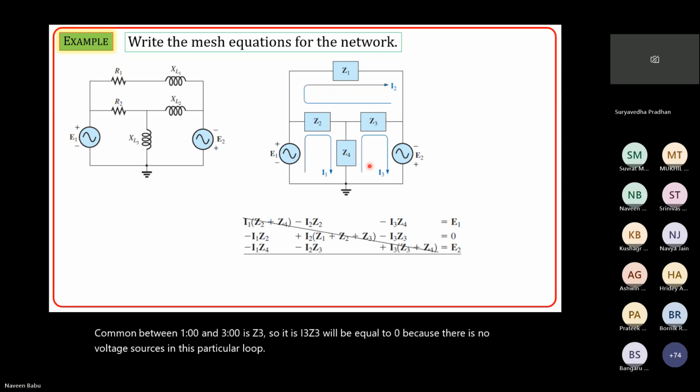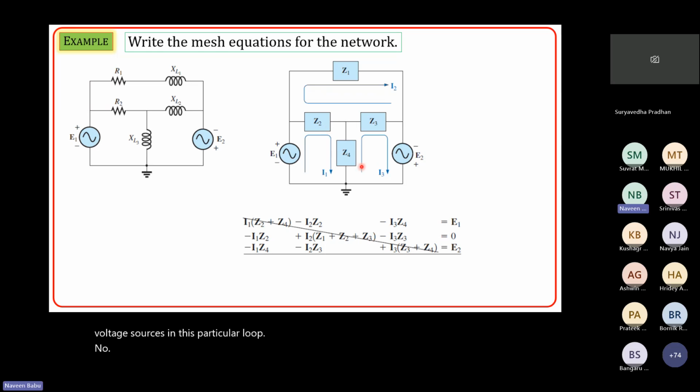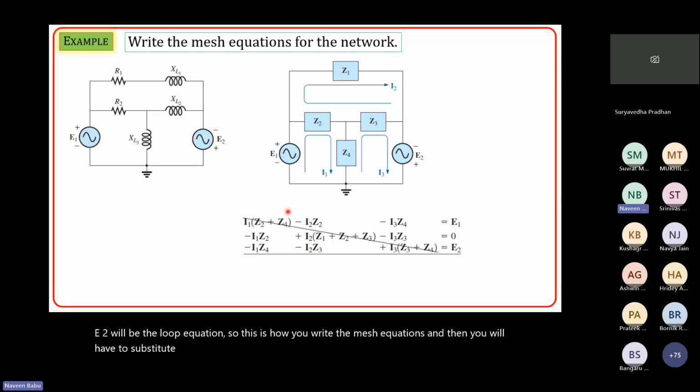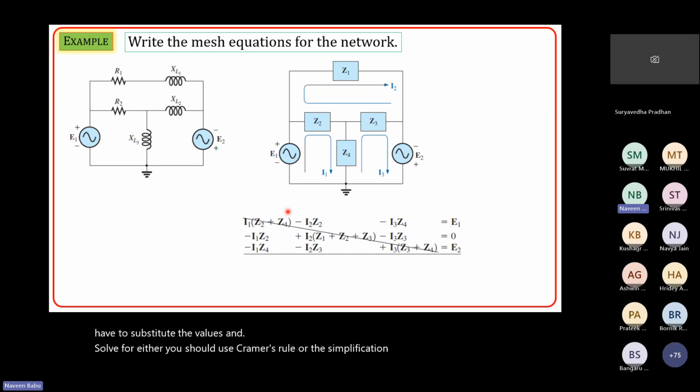Now, loop number 3 equation. I1 minus I1 multiplied by Z4 minus I2 multiplied by Z3 plus I3 multiplied by Z3 plus Z4 will be equal to plus E2 will be the loop equation. So this is how you write the mesh equations, and then you will have to substitute the values and solve, and you should use Cramer's rule, or the simplification will get difficult.